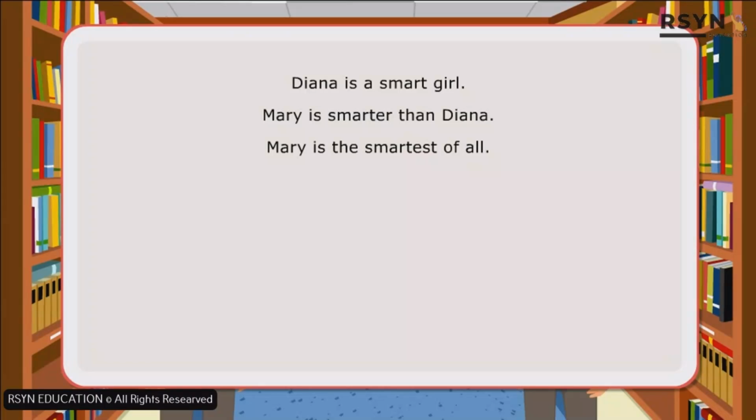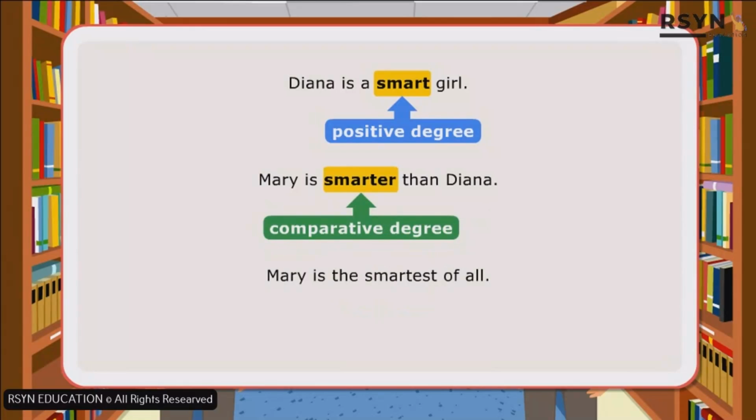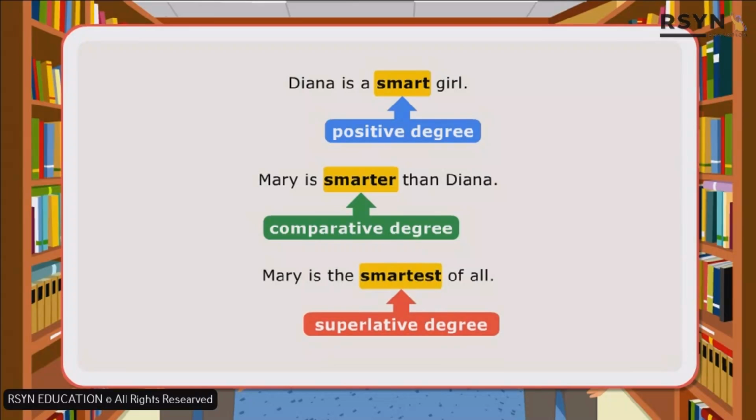In the first sentence, smart is the positive degree of comparison since it refers to only the presence of the quality of being smart. In the next sentence, smarter is the comparative degree as it helps in comparing Mary and Dinah and stating that Mary has more quality of smartness than Dinah. In the third sentence, smartest is a superlative degree since it tells that Mary has the highest degree of quality of smartness. Here is a list of some comparisons in adjectives.